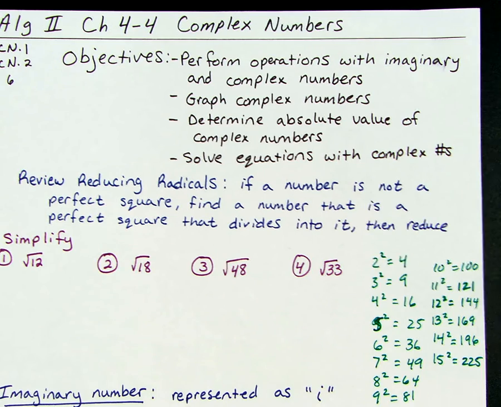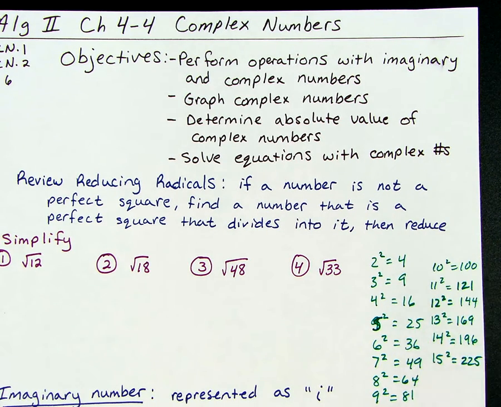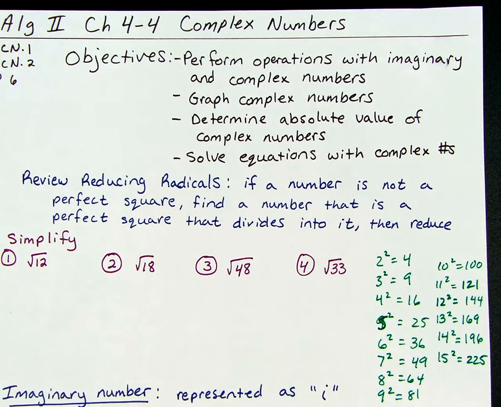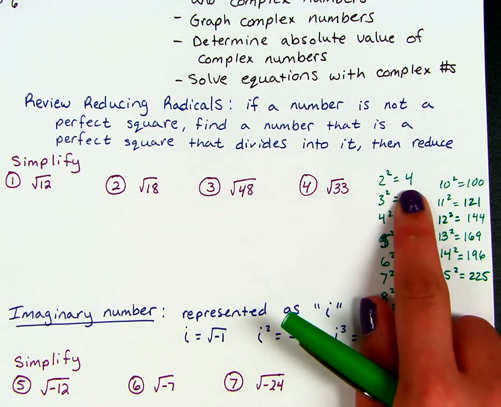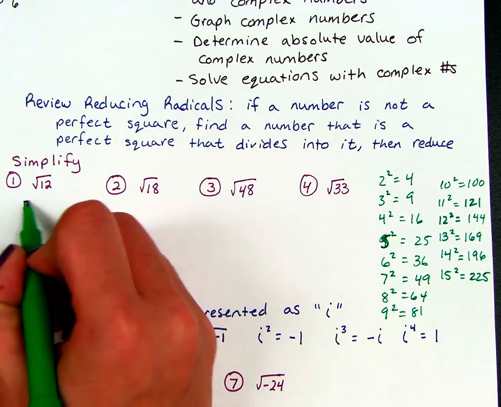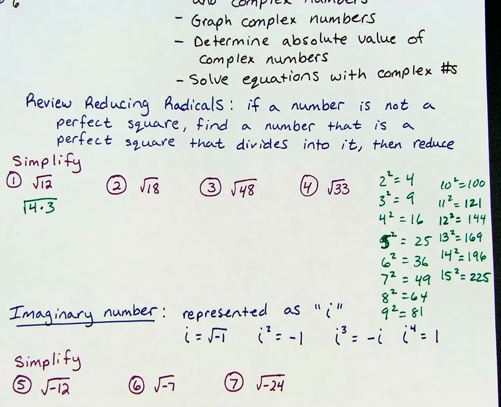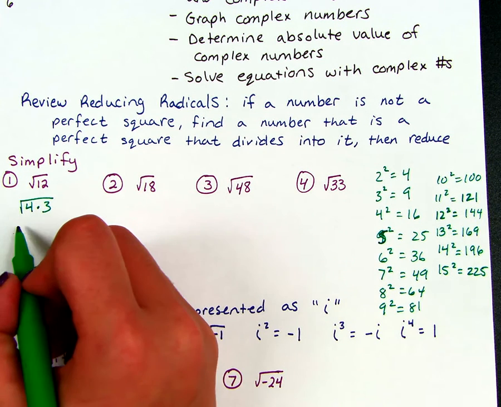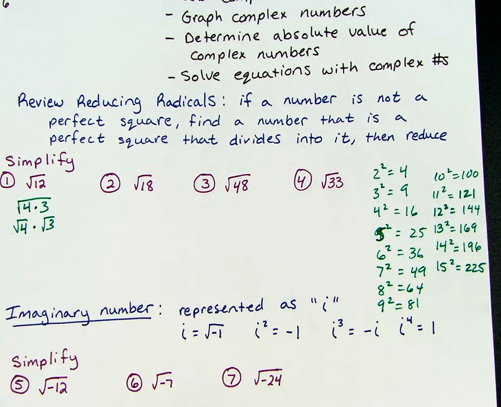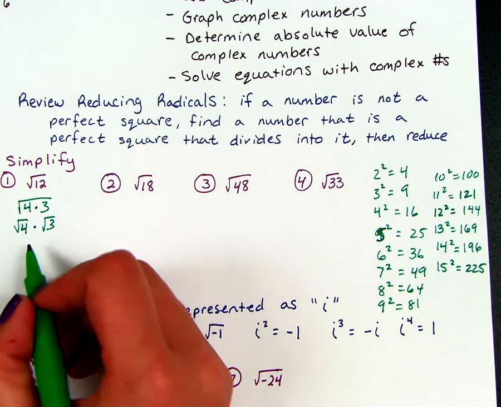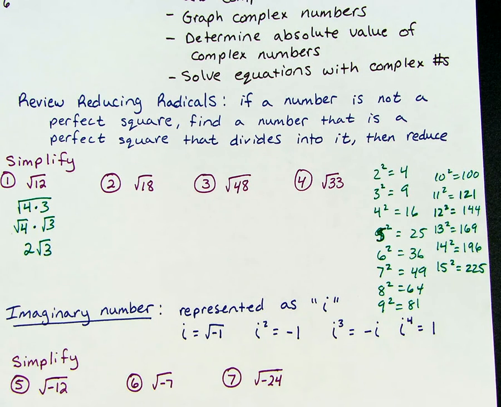What we're looking for is to see if those perfect squares, the 4, 9, 16, will divide evenly into what's inside our radical. If we're looking at the square root of 12, 4 divides into 12. So I'm going to rewrite this as 4 times 3. If it's multiplication in our radical, we're allowed to think of it as the square root of 4 times the square root of 3. Now we can take the square root of 4, which is 2, so we will have 2 square root of 3 as our simplified answer.